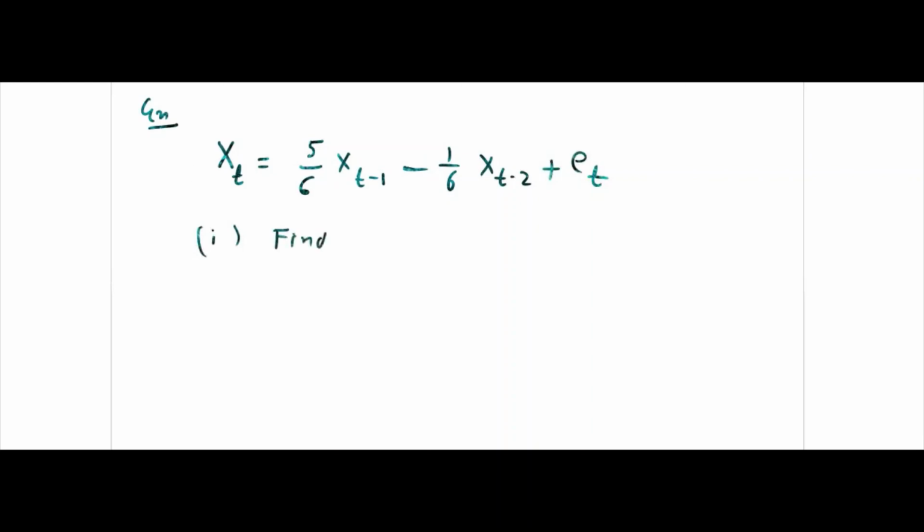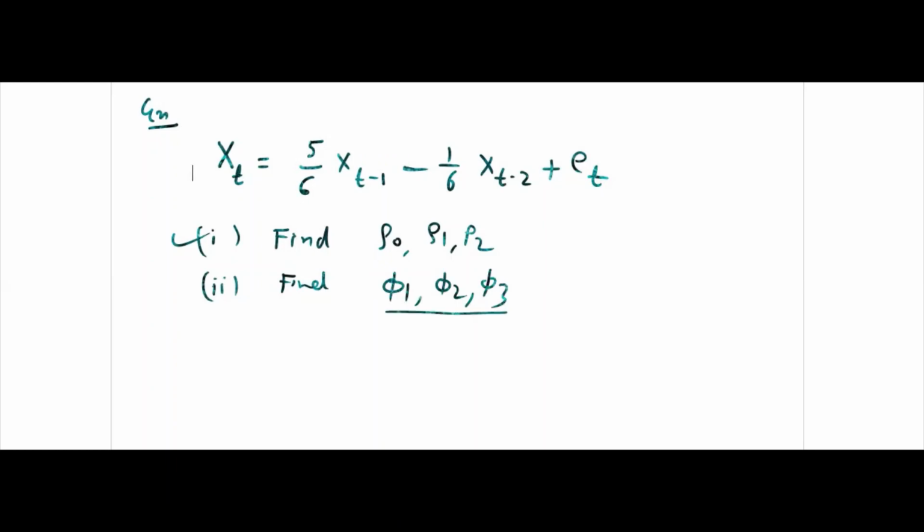Suppose you get a question: X_t is equal to 5 upon 6 X_{t-1} minus 1 upon 6 X_{t-2} plus epsilon_t. The question was to find rho k, we have done this one already. The next part was to find phi k. Okay, now this part you will be able to do.